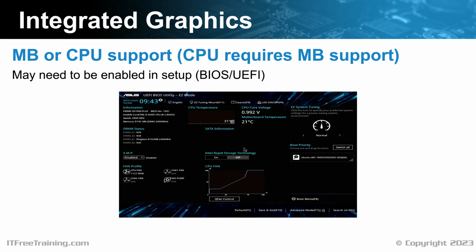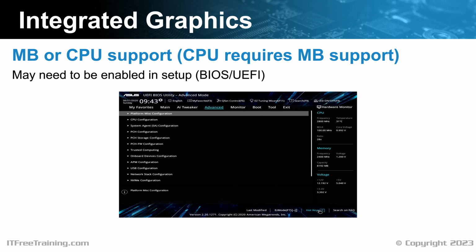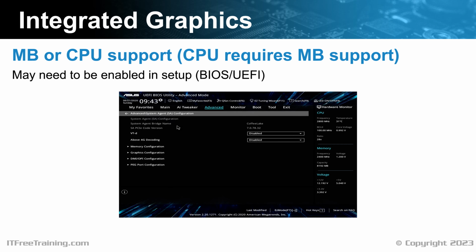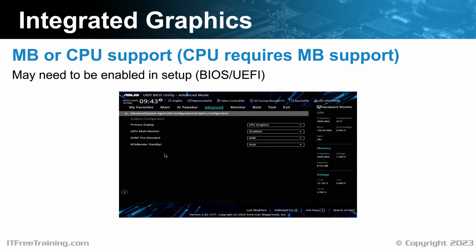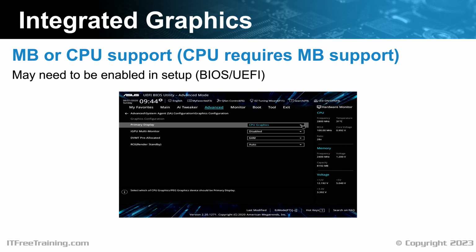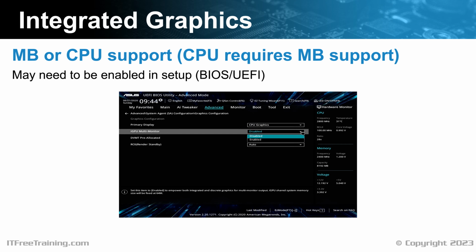As in the previous example, in order to make the required change, I need to go into the Advanced section. In the Advanced section, I will need to select System Agent Configuration. In this section, notice the subsection Graphics Configuration. Under this are the settings that need to be configured. These are the Primary Display option and also the iGPU Multi-Monitor option. On your computer, the options may be in a different location. If you can't find them, search around, as they may be in a place that you would not expect.